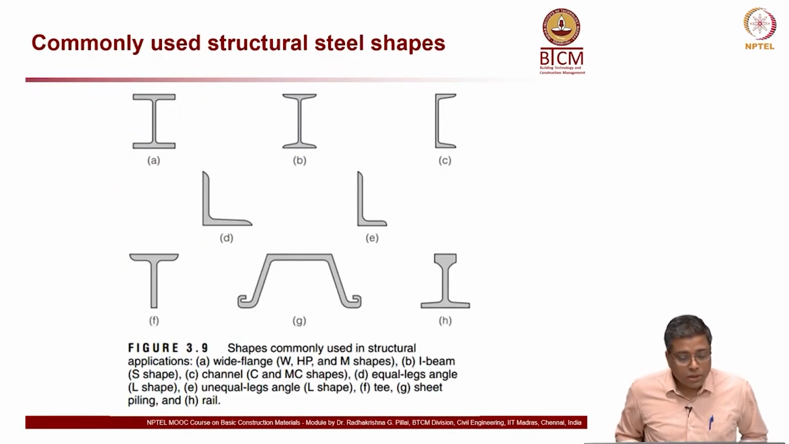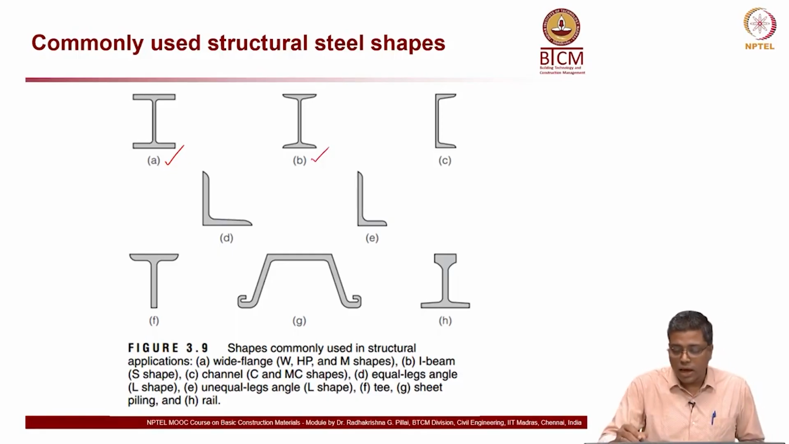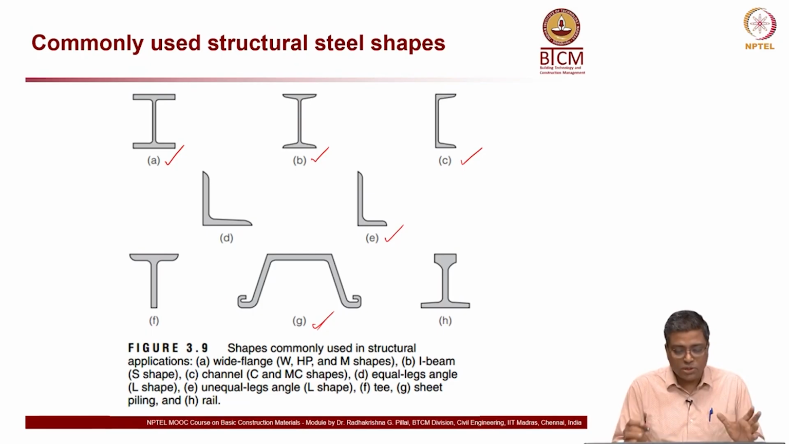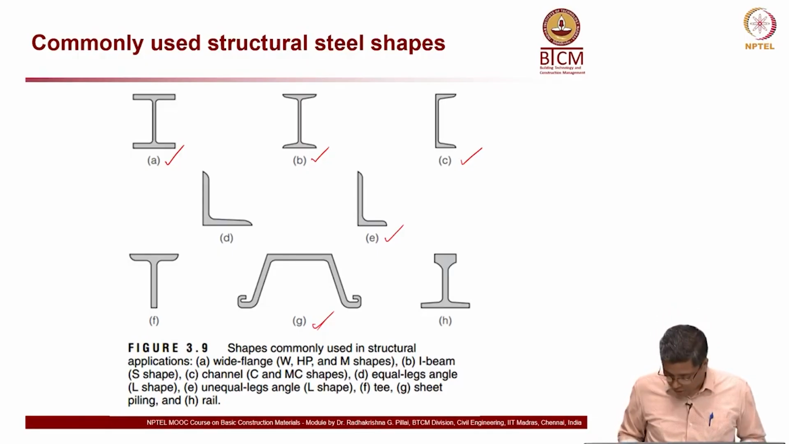Now, these are the different channel or different structural steel shapes, I section, and then here also you have what looks like I, and then channel, angle, and then you have sheet piling. Different shapes are there. This is just a quick summary of how different steel sections look like. Again, we will have a detailed lecture on this coming up. This is just to give you a flavor of what you can expect in the coming lectures.